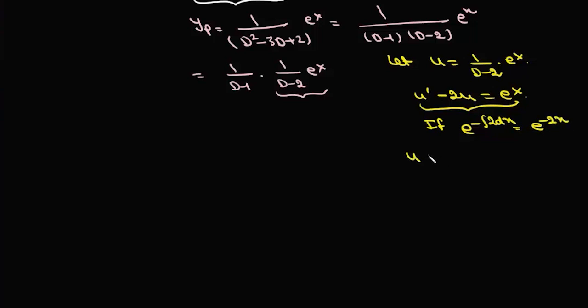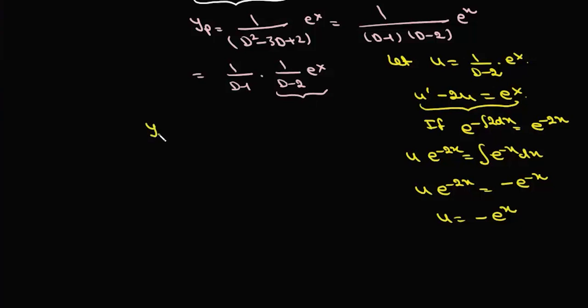So we can write u into e to the power minus 2x equals integral of e to the power x and e to the power minus 2x, that will be e to the power minus x dx. So u e to the power minus 2x will be minus e to the power minus x, or this u will be minus e to the power x. Now we'll put the value of u here.